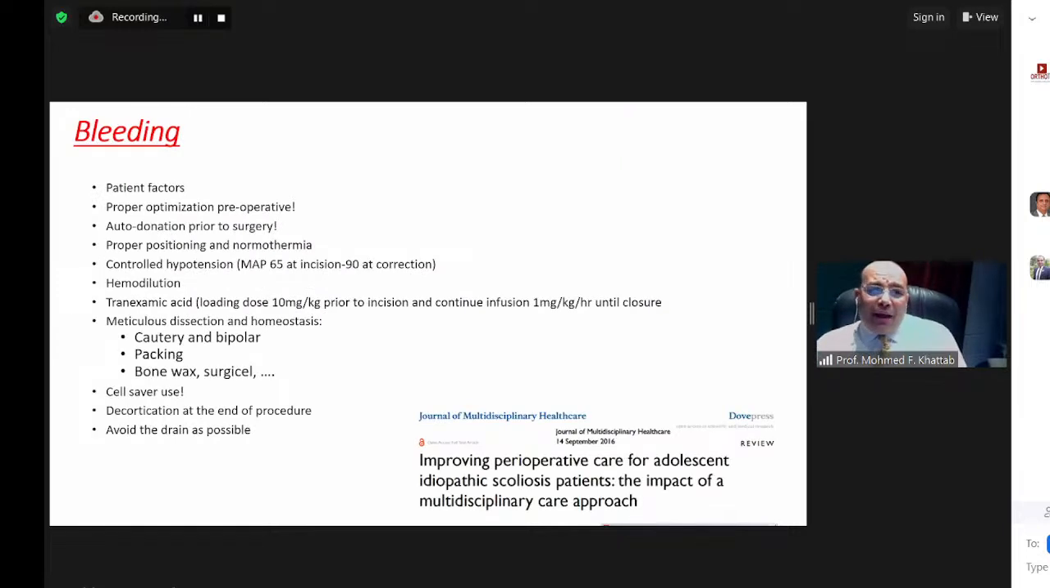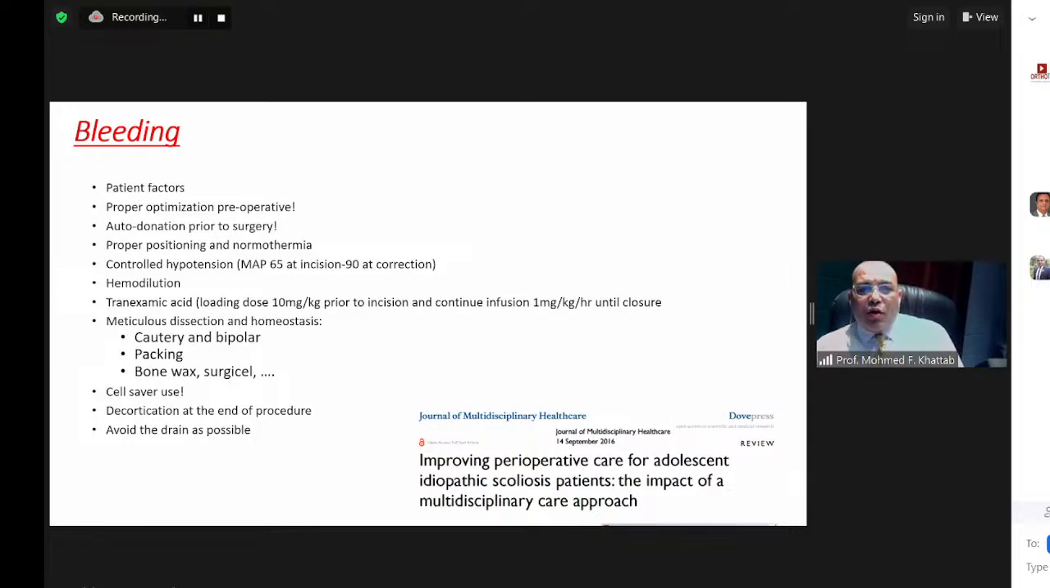So if we have patients and we are planning to operate, it is important to control the patient-related factors which can increase the bleeding. For example, if the patient has connective tissue disorders, Marfanoid features, for example, we can consider that he may have connective tissue disorders, so don't go anteriorly. Stay with the posterior approach and be fast and prepare enough blood for these patients because sometimes they may bleed a lot.